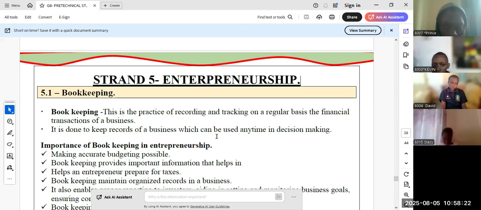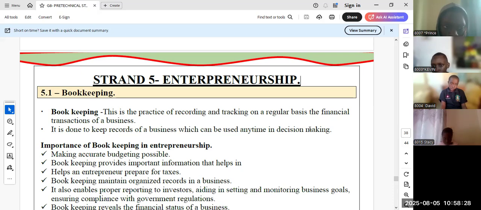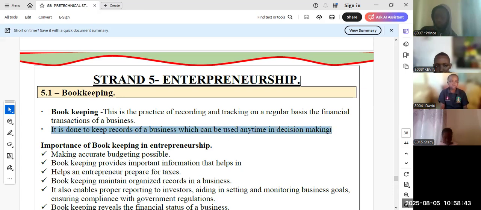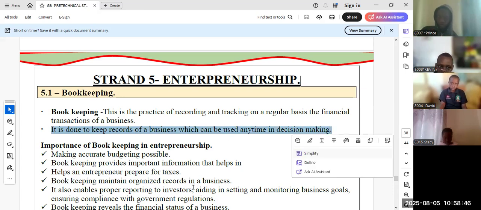And what you should know about bookkeeping is that it is the practice of recording and tracking the financial transactions on a regular basis. It should be on a regular basis. It is done to keep the records of a business which can be used at any time in decision making. The main important point is why bookkeeping is important. Bookkeeping is important because it can be used at any time for decision making.